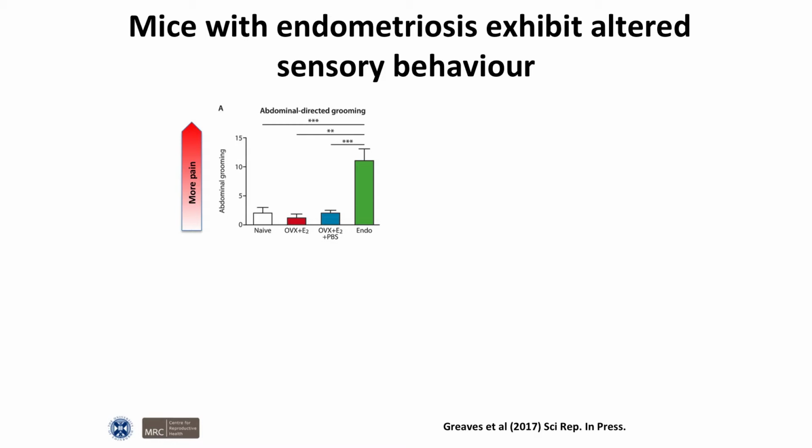So what we were able to show was that mice with endometriosis exhibited significantly higher levels of abdominally directed grooming. I'll just explain these groups to begin with. So we have 3 different control groups. These include naive mice that have had no procedures done on them, mice that have been ovariectomised and then given estradiol, mice that are ovariectomised, given estradiol and a PBS injection into the peritoneal cavity to mirror the introduction of endometrial tissue, and then our mice that actually have the endometrial tissue injected into the peritoneal cavity.